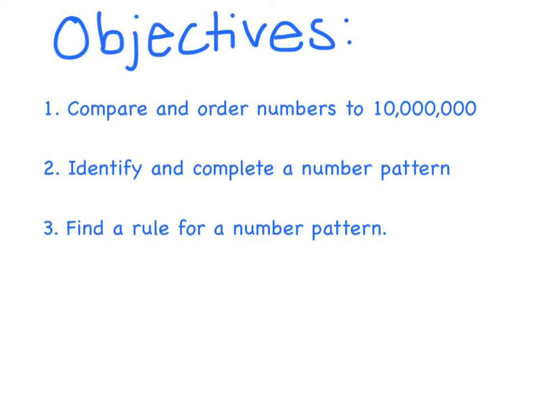Our objectives in Chapter 1.3 are to compare and order numbers to 10 million, to identify and complete a number pattern, and to find a rule for a number pattern. Let's begin.